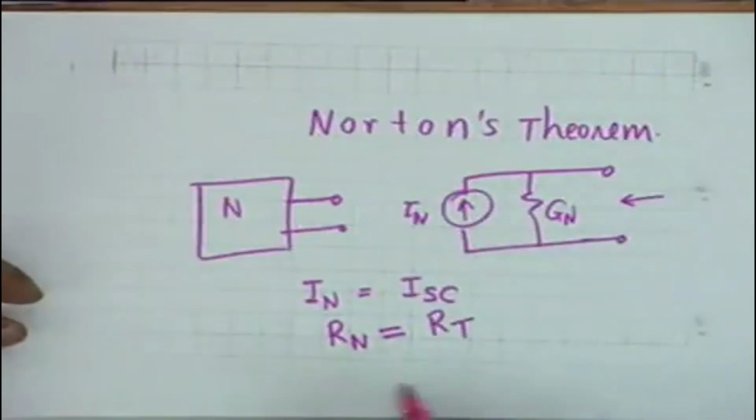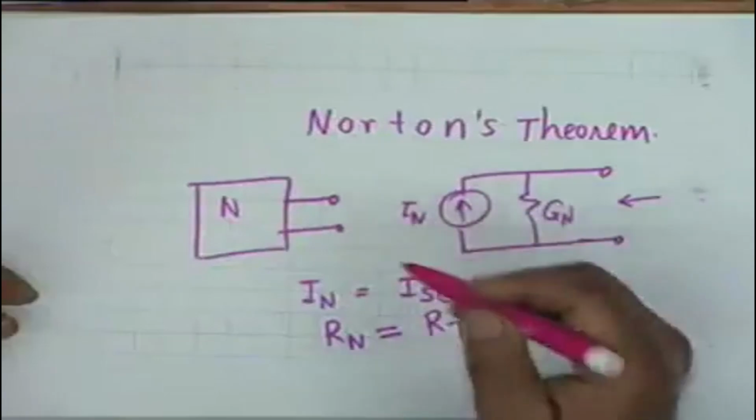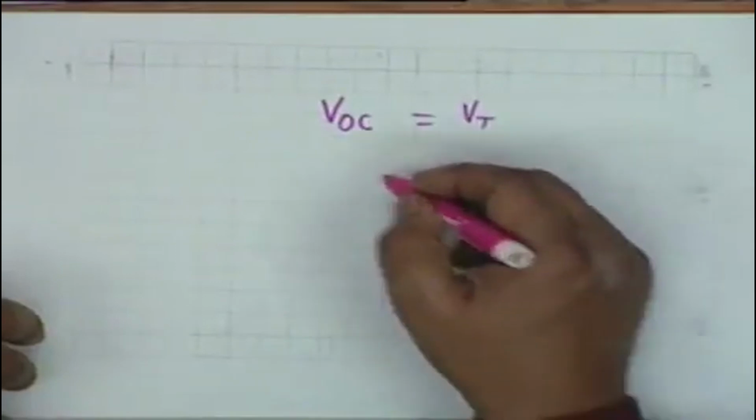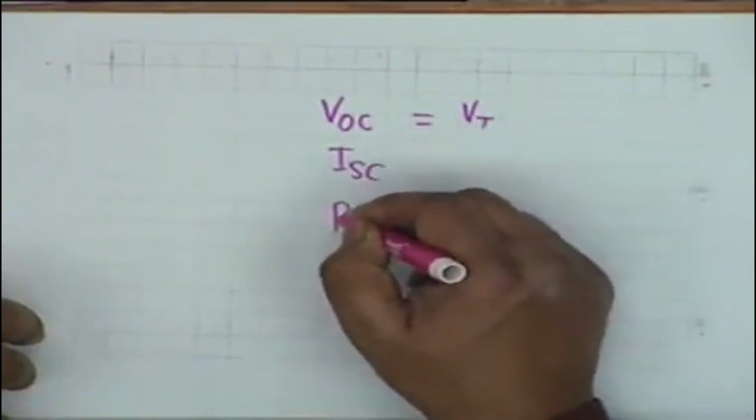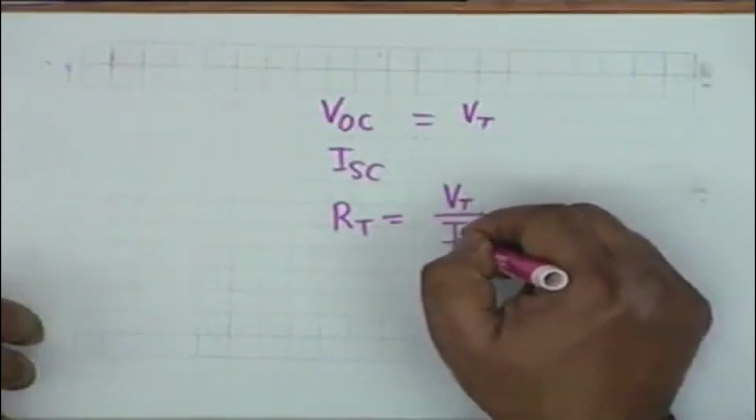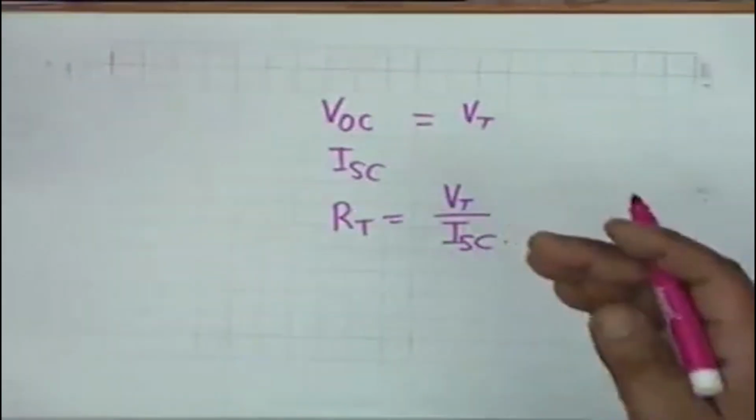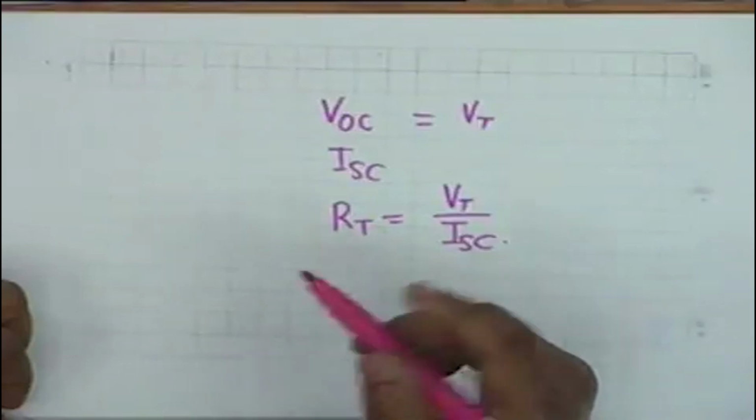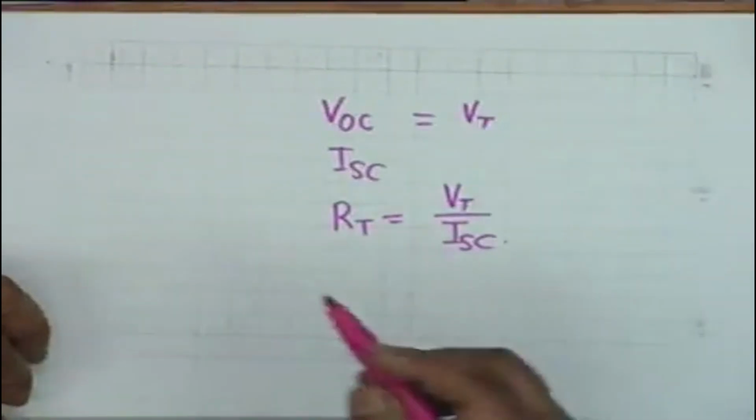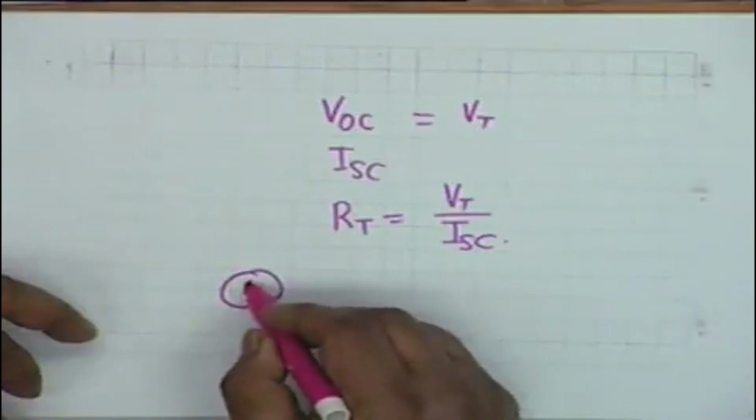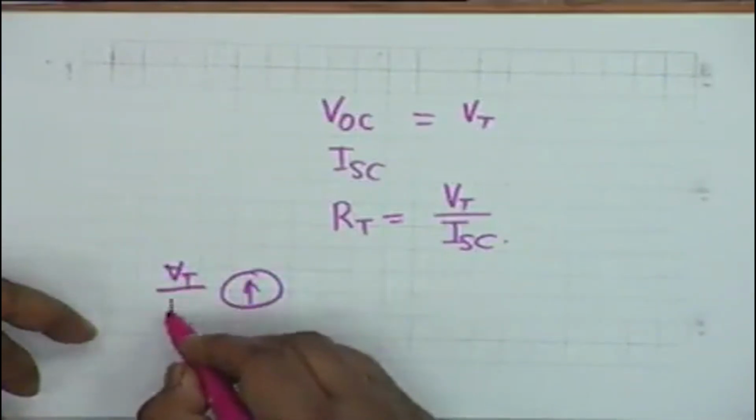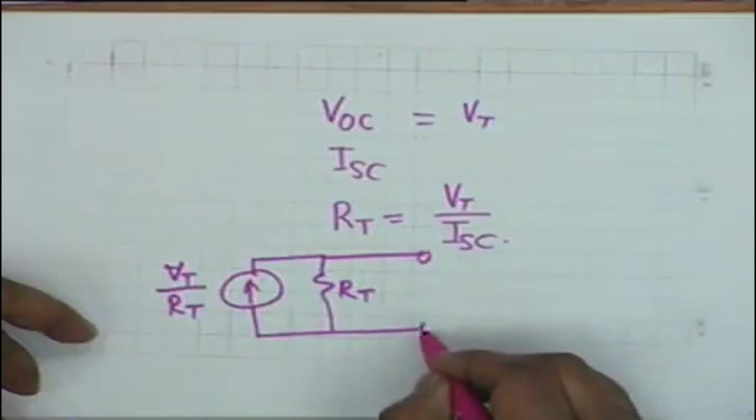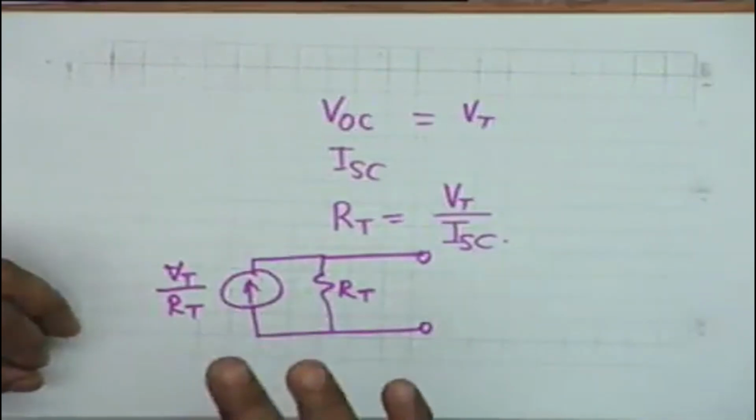You recall, why is it so? You recall that in finding out the Thevenin equivalent, we found out VOC, which is VT, we found out ISC, and we found out RT as VT divided by ISC. What we are doing in Norton is simply representing it in terms of ISC and an equivalent resistance. Suppose I take ISC, which is VT divided by RT, in parallel with RT, and find the Thevenin equivalent of this.